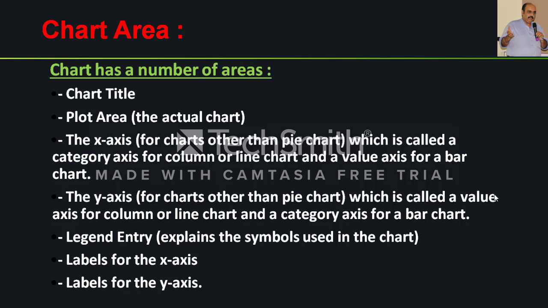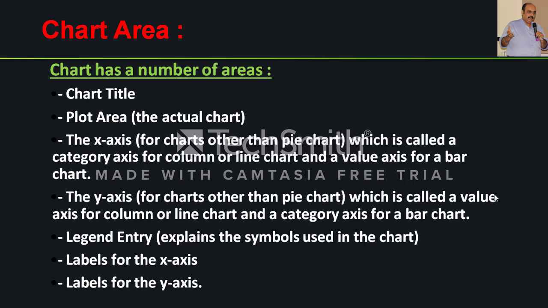It is the actual chart area where you are plotting the data and where data is represented in the form of various charts. The chart in case of two-dimensional has x and y axis. The x-axis is called a category axis for column or line chart, and a value axis for a bar chart. The y-axis for charts other than the pie chart is called a value axis for column or line chart, and category axis for the bar chart.